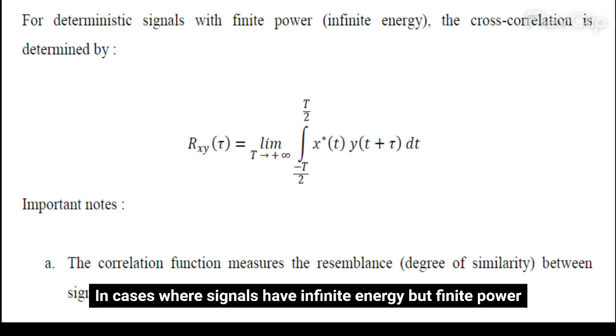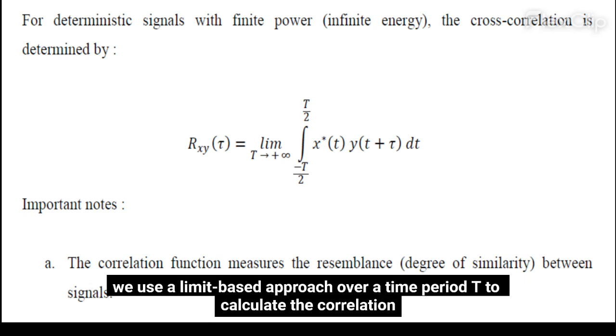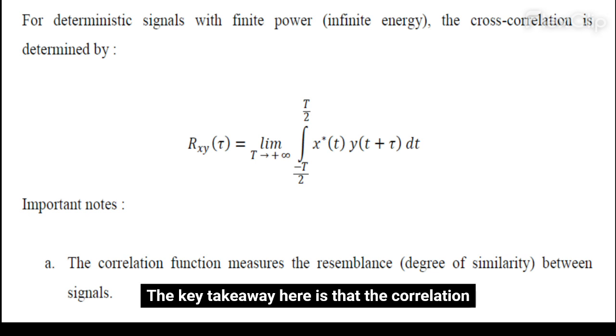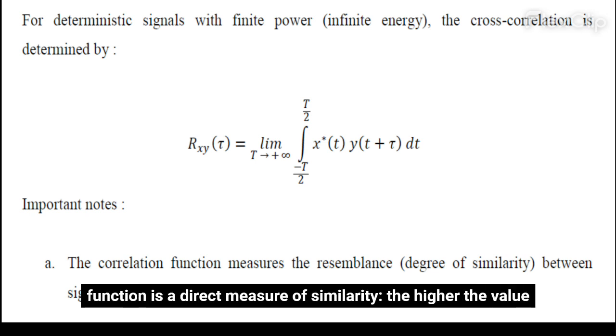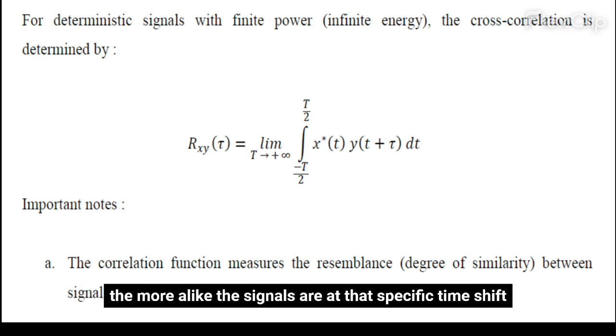In cases where signals have infinite energy but finite power, we use a limit-based approach over a time period T to calculate the correlation. The key takeaway here is that the correlation function is a direct measure of similarity. The higher the value, the more alike the signals are at that specific time shift.